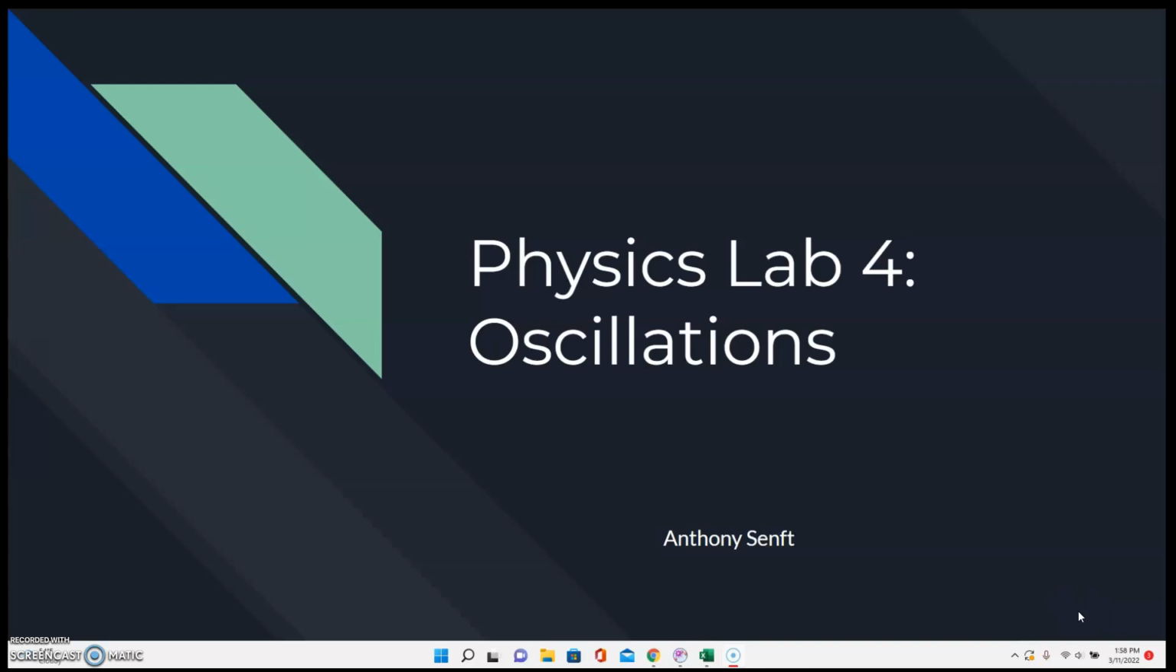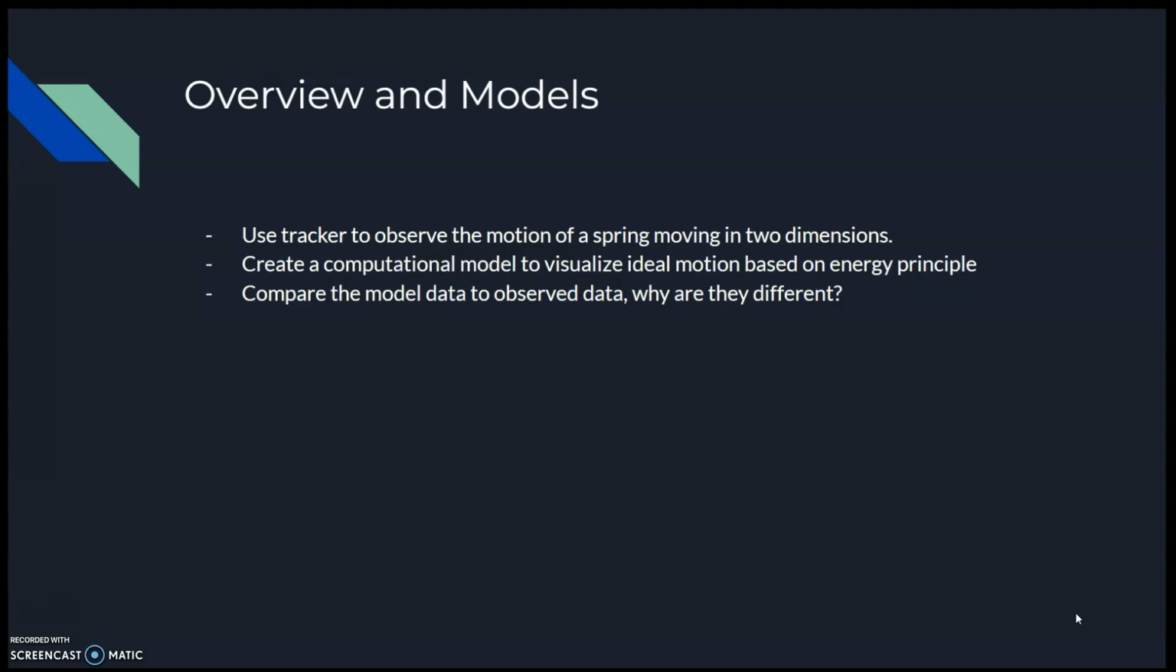My name is Anthony Semt, and this is Physics Lab 4, Oscillations. In this lab, we use Tracker to observe the motion of a spring moving in two dimensions, x and y. Then, I created a computational model to visualize the ideal motion based on the energy principle. And then I took those two models, the observed data and the model, and compared them and figured out why they are different.